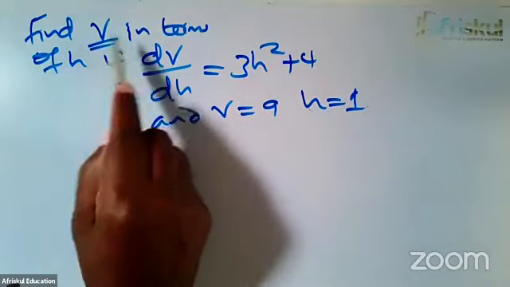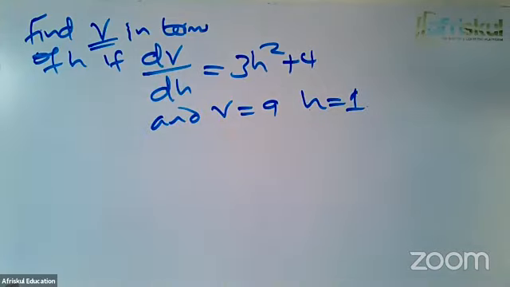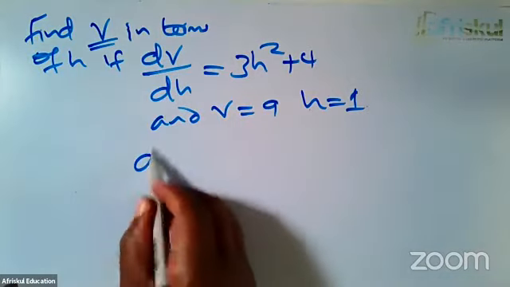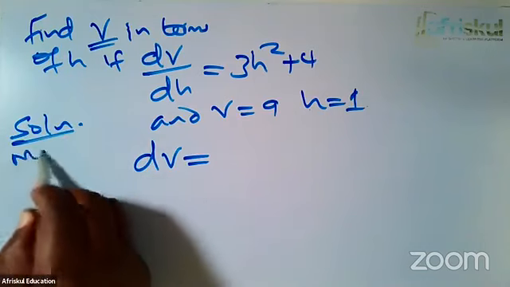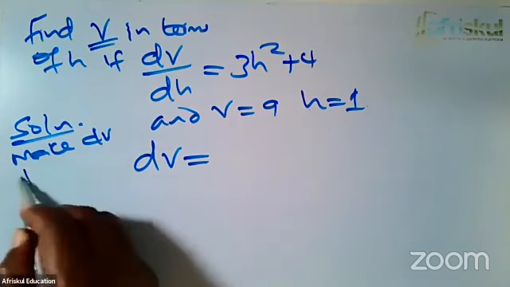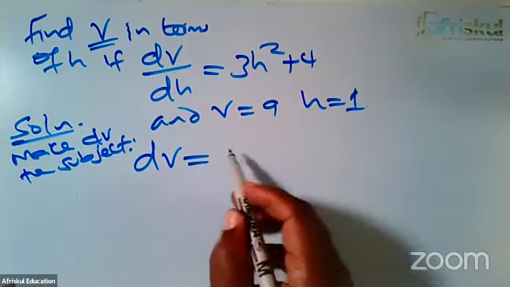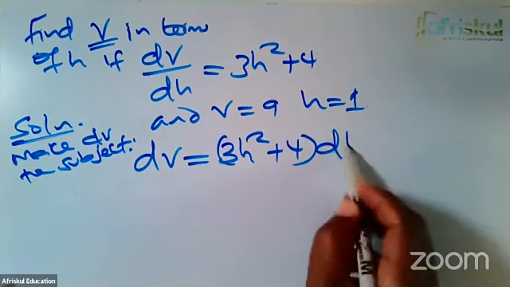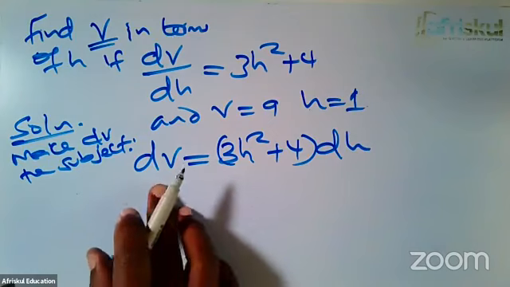They want us to find V, and yet what I can see here is dV. So automatically, integration must be used. Because I'm able to see dV, make dV the subject of the formula. So in the solution, make dV the subject. If you make dV the subject, it will be 3H squared plus 4 multiplied by dH.